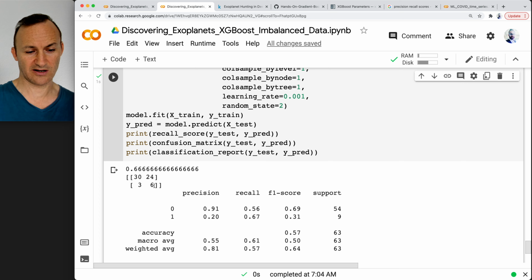And so the idea there would be that, look, of the 9 exoplanets that it was trying to find, it found 6 of them, right? And so that's potentially a good thing. And it's not terrible that it also predicted 24 incorrectly. That's also not the best. But again, if you're looking at something like scientific discovery, someone may be willing to live with those modifications, okay?